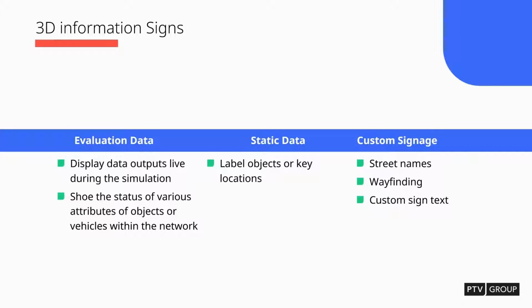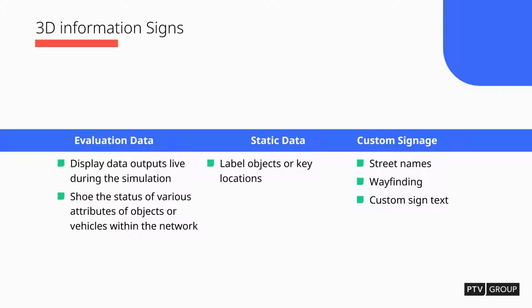The next item that we're going to look at are 3D informational signs. So these are a newer feature. I think they came out like 2 or 3 versions ago. Their primary purpose is to display evaluation data and static data about objects within the network. So a 3D informational sign can show you various attributes of objects, like the name or the number of an object. It could show you the status of an object.